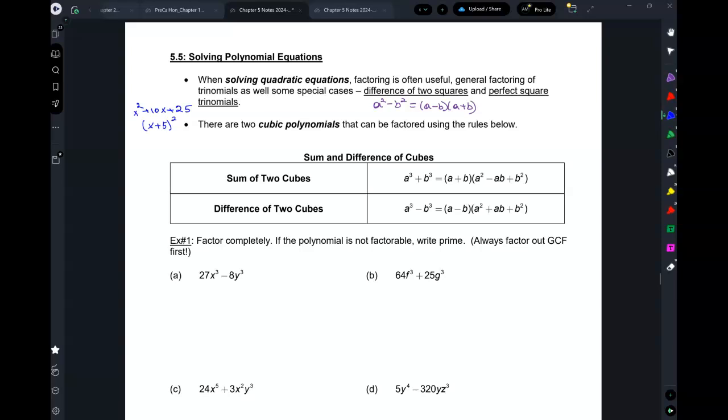So now, today we're going to do sum and difference of cubes. Sit up. Yeah. Okay. You can move somewhere else if you want, but like sit up. Okay. Today we're going to do sum and difference of cubes.